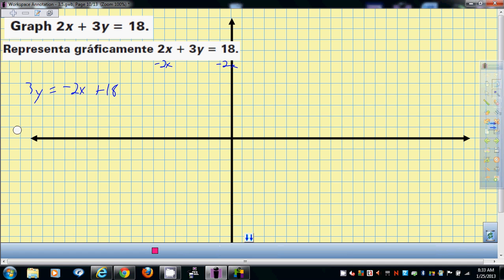Divide by 3. So that's going to be negative 2/3 x. What's 18 divided by 3? 6. Now, moment of truth. Cameron, what's my y-intercept? Yeah, that's right. It is 6. 1, 2, 3, 4. So you plot your y-intercept. 6. Now your slope, am I going to be going up or down? Down. So I'm going to go down 2/3.